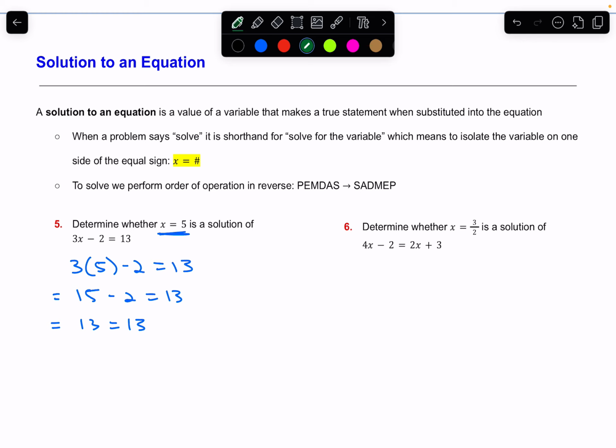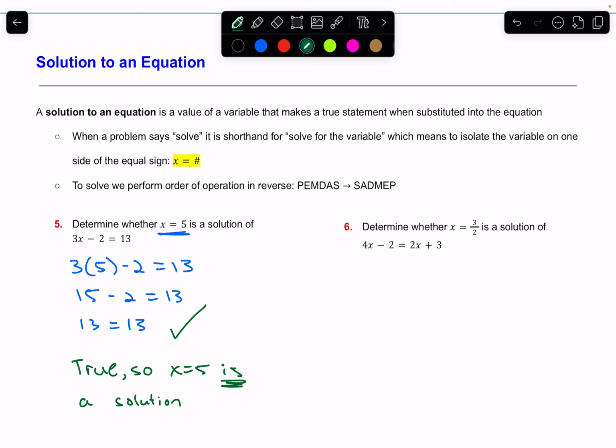Okay, I'm going to put a little check mark here. Didn't need these equal signs on the left, by the way. Sorry about that. But since we get a true statement here, I'm going to say true. So x equals 5 is a solution.